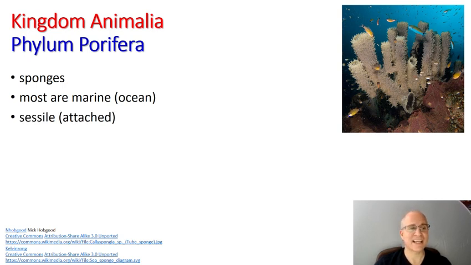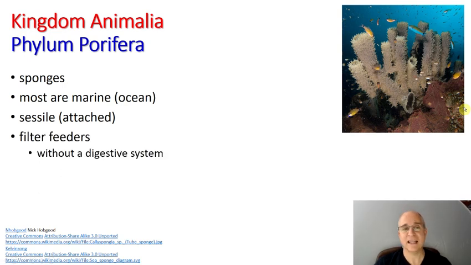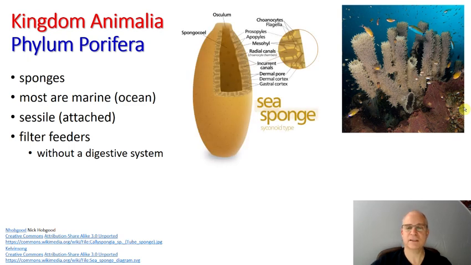The sponges are sessile, which means as an adult they stay attached to a substrate. So once they start to grow, they will stay attached to that rock or whatever surface that they're on for the remainder of their life. As I said, they are filter feeders and they are not going to have a digestive system.